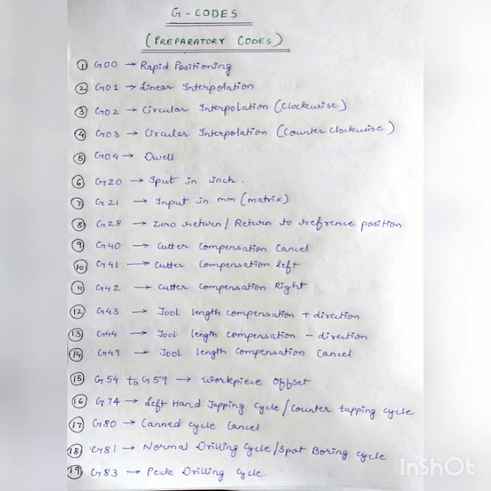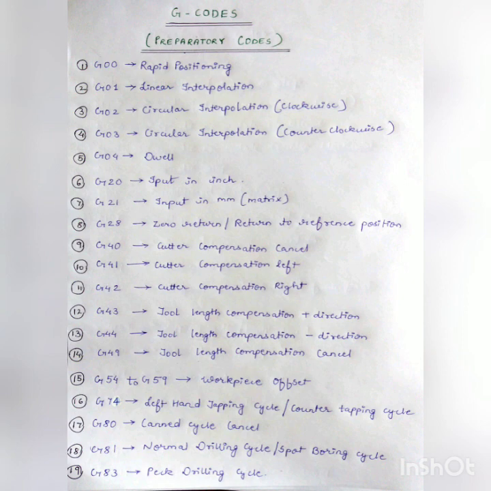Now 12th, G43 means tool length compensation in positive direction, which is mostly used. G44 means tool length compensation in negative direction, which is very rarely used. G49 means tool length compensation cancel. After starting the tool length compensation, we have to close the command by using this code. So G54 to G59 are used as workpiece offsets. These are used to set and save the workpiece offset of different workpieces clamped to the bed.